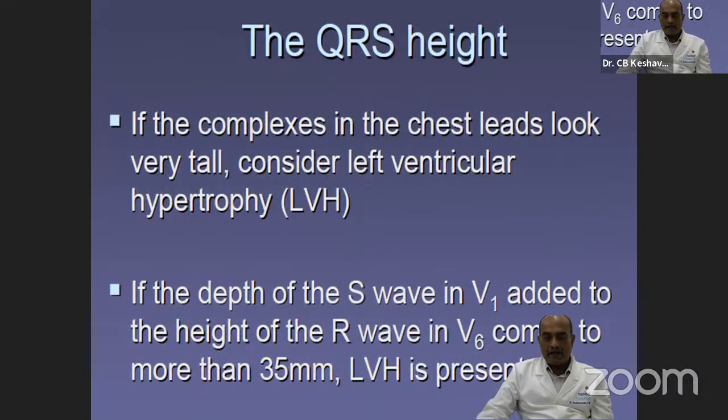So the QRS height is the next thing. If the complexes in the chest leads look very tall, consider left ventricular hypertrophy. The tallest R wave we usually see is in V5. If it meets the criteria we'll discuss later, the ventricular hypertrophy criteria, then you should consider a diagnosis of left ventricular hypertrophy. The depth of the S wave in V1 added to the height of the R wave in V6 comes to more than 35 millimeters. When you add up those things, then left ventricular hypertrophy is present.